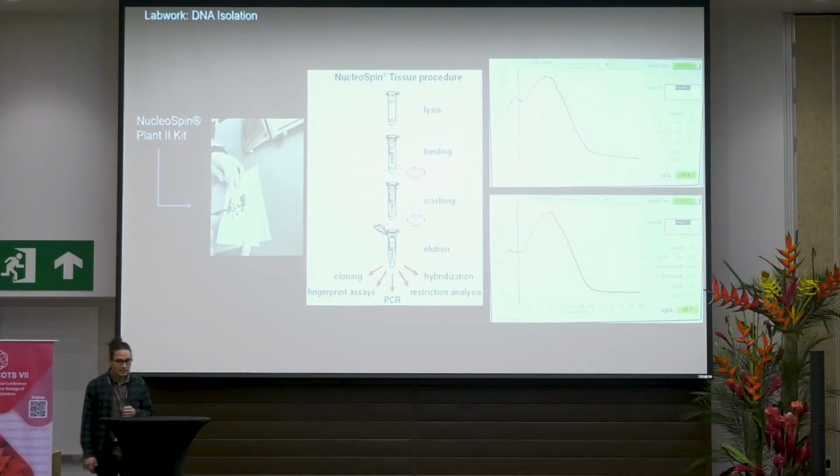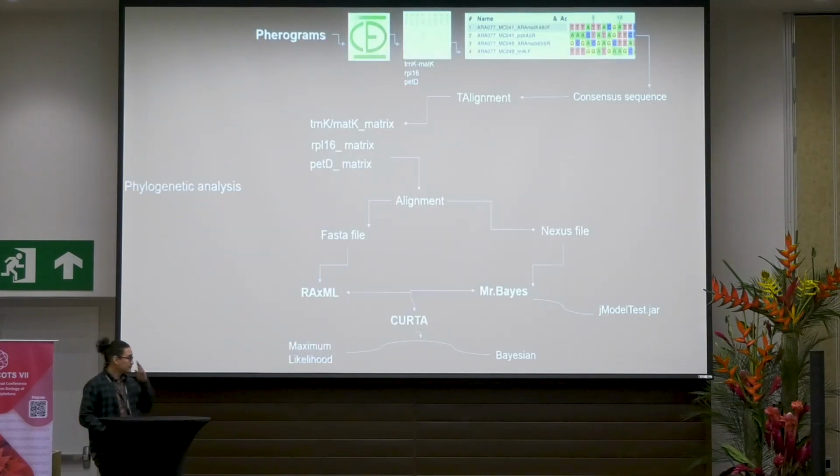For the DNA isolation, in the beginning I was using CTAB, but now we are using this kit, and we are having significant improvements in the quality of the DNA, which means less contamination. And for the phylogenetic analysis, we are using this program, 5D, to edit the electropherograms, to assemble the sequences and generate the consensus sequence for these 3 markers. And then for the maximum likelihood and Bayesian inference analyses, we are using the Curta server from the Freie University.